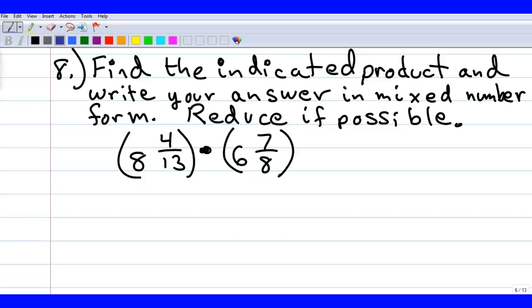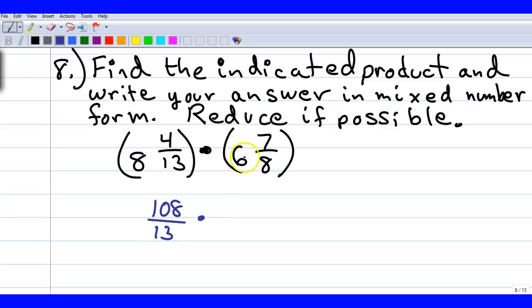In question number 8, it says, find the indicated product and write your answer in mixed number form. Reduce if possible. Before I do this, I'm going to turn my numbers from mixed numbers into improper fractions. I'm going to do this by taking the digit to the outside, multiplying it to the denominator, adding to that what's in the numerator, and then keeping the original denominator. So I'm going to take this 8 to the outside and multiply it to this denominator, this 13, and then add the 4 to get 108. Then I'm going to keep the same denominator, 13.